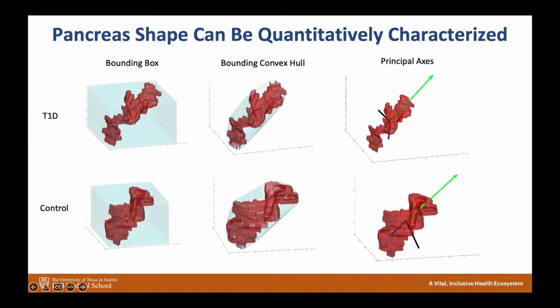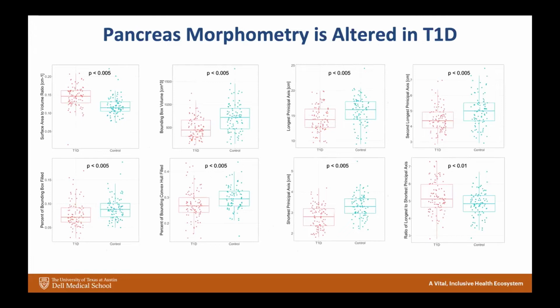So again, another rudimentary way, but we can basically say the pancreas is elongated, right? What if we draw this ellipsoid around it and quantify those principal axes that define that three-dimensional space? And what we found from this is that all these shape metrics are affected in individuals with type 1 diabetes. So the surface area to volume tends to be increased, right? Because there's more surface area proportional to volume. All these other metrics, in terms of the bounding box volume, the percent of the box filled, percent of the hull filled, and these principal axes are all smaller.